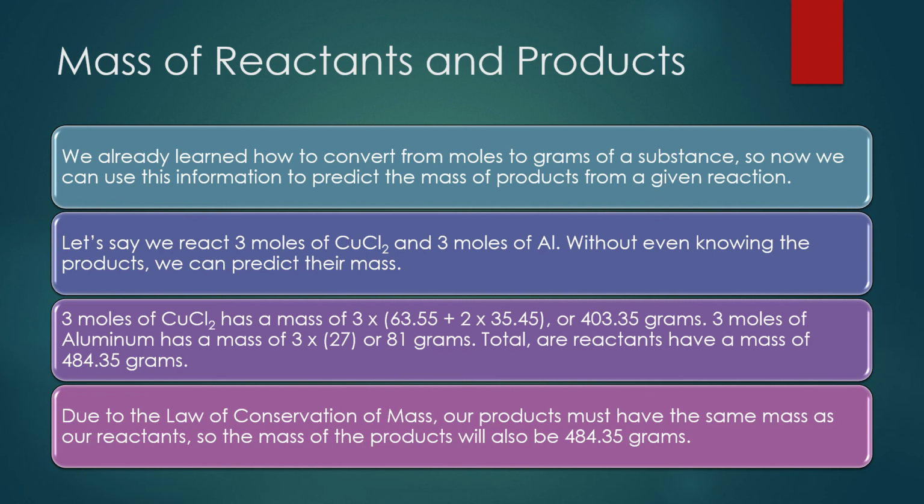3 moles of CuCl2 has a mass of 3 times 63.55 plus 2 times 35.45, or a total of 403.35 grams. 3 moles of aluminum has a mass of 3 times 27, or about 81 grams. Total, our reactants have a mass of 484.35 grams. If you can't do these calculations on your own, it's probably worth your time to go back over molar mass and mass to mole calculations. Now, due to the law of conservation of mass, we know that our products must have the same mass as our reactants, so the mass of the products must be 484.35 grams.